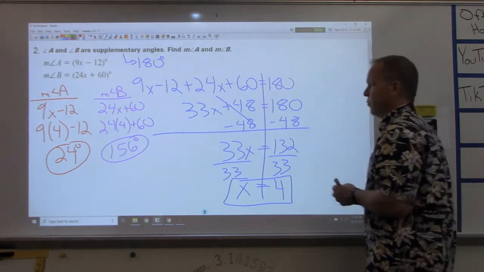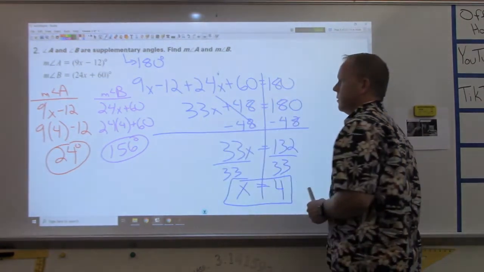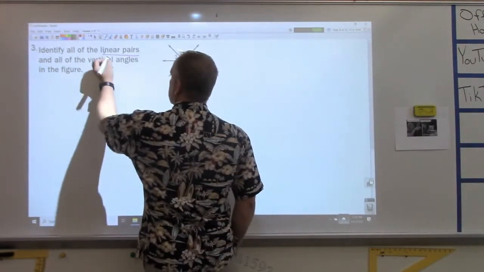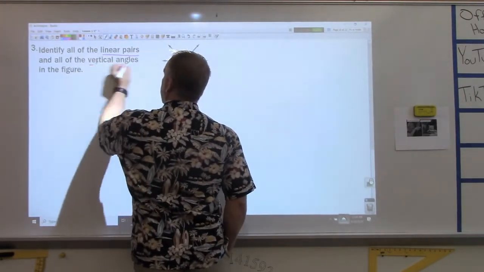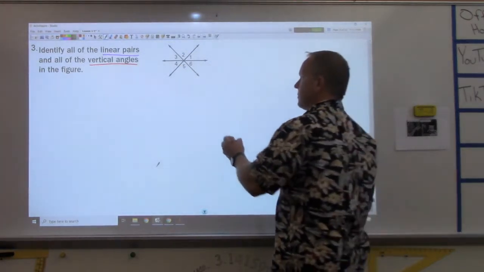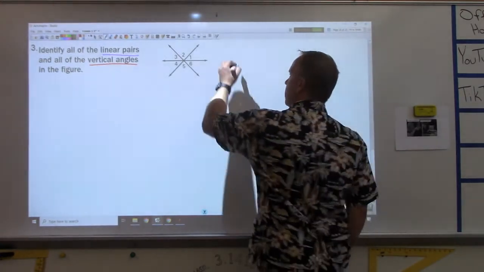Moving on to number 3. Identify all of the linear pairs and all of the vertical angles in this figure. Some of you might get mad at me for this one.